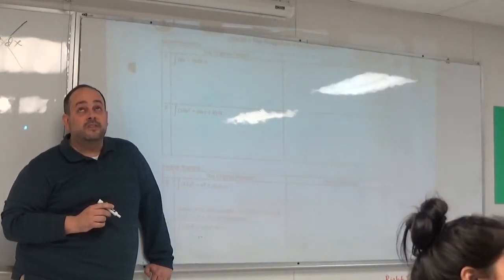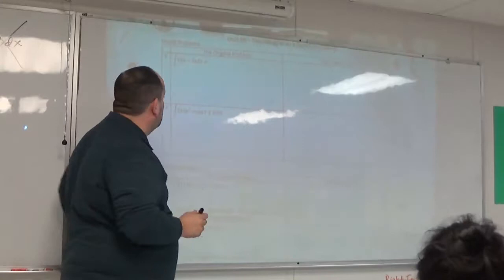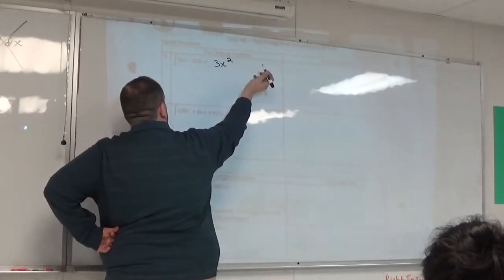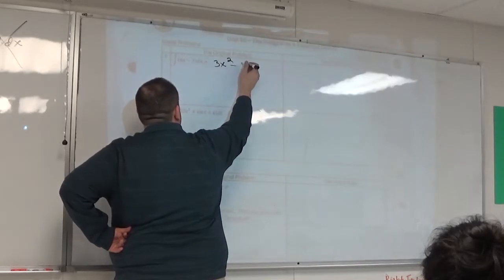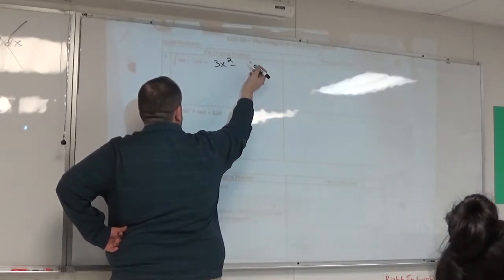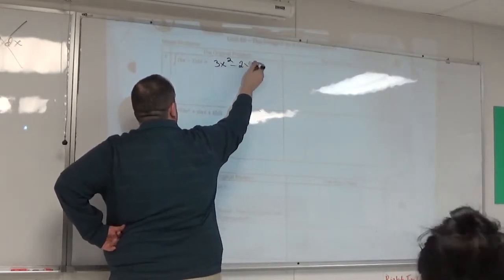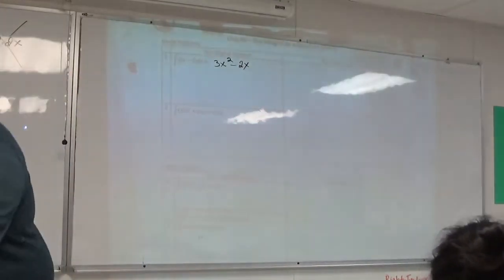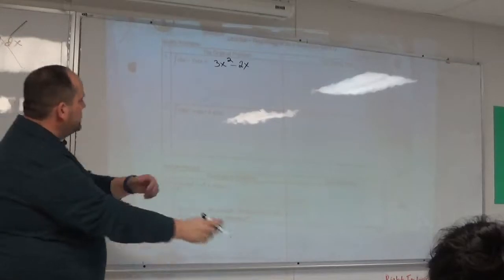What would you take the derivative of to get to 6x minus 2, Beto? 3x squared minus 2x. I'm hearing it from other folks as well. Does that work? Yeah. You're convinced it works? Convince me that that works. How would you convince me?